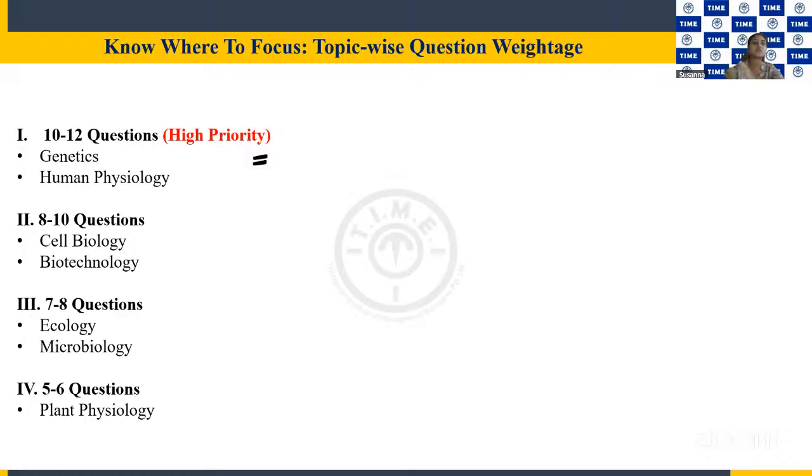Then we have 8 to 12 questions coming from cell biology and biotechnology chapters, and 7 to 8 questions from ecology and microbiology. Microbiology means we have two chapters, the welfare chapter and the harm chapter. We'll be dealing with the harmful microorganisms as well as the microorganisms for our well-being. Then we have 5 to 6 questions from plant physiology.